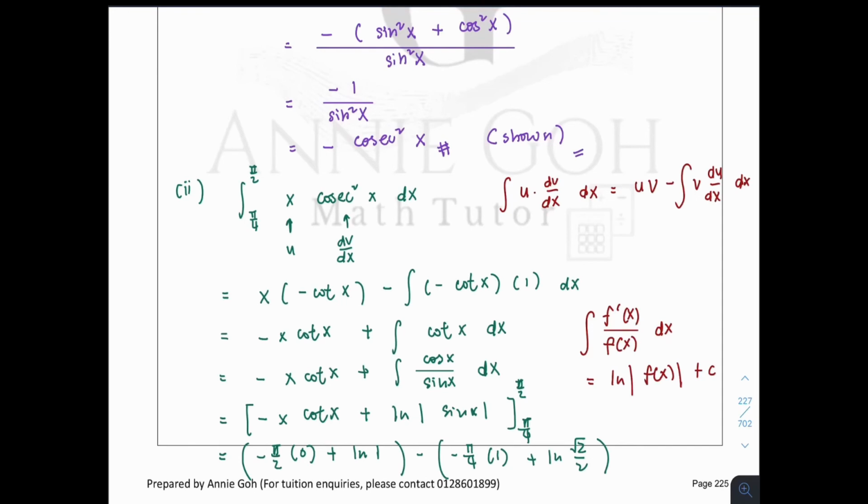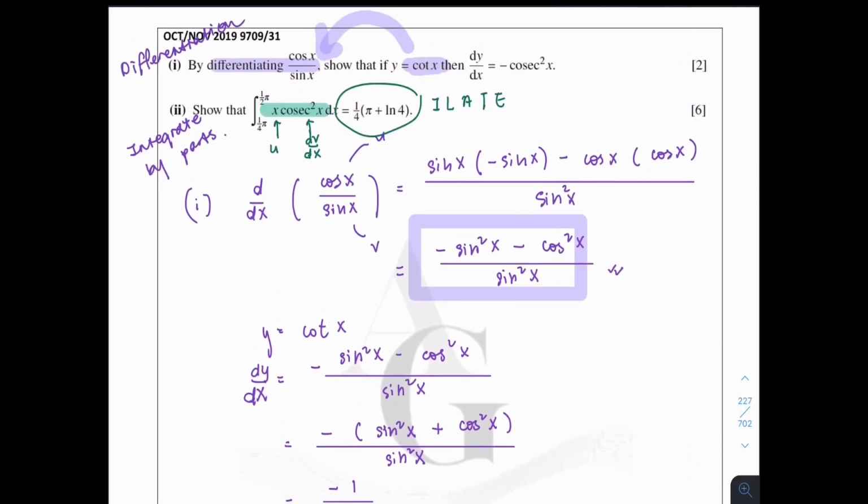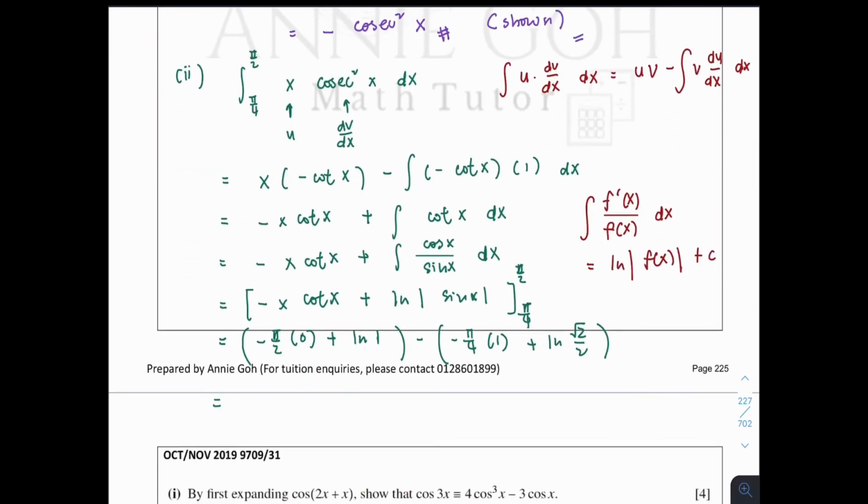Then we just need to adjust to what you're asked to, which is 1 over 4 pi plus ln 4. Alright, so let's simplify this. This is 0. Ln 1 is 0. So you are left with pi over 4 minus ln square root 2 over 2. And how to factorize the 1 over 4 from both of these terms? For the second term, you need to make some adjustment. Pi over 4 minus ln.